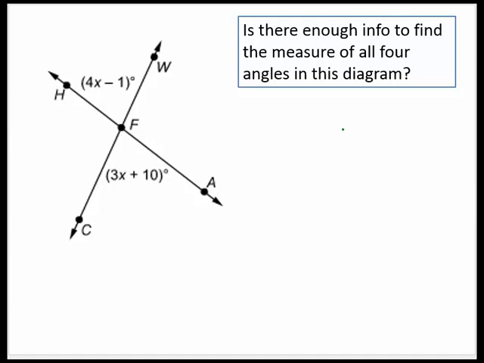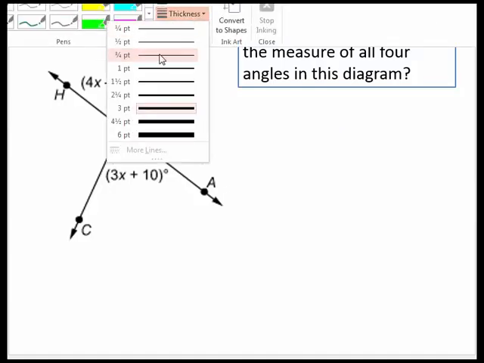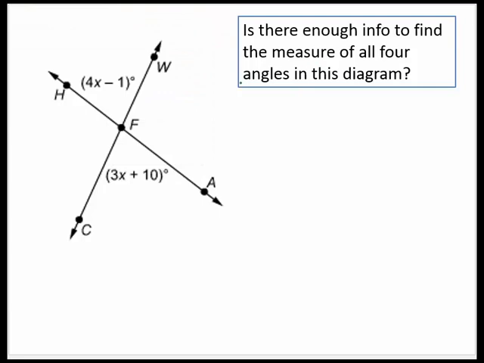Question for you: is there enough information to find out the measures of all four angles in this diagram? Well, if we use the information that we just learned a little while ago, what do we know about this angle and this angle? They're across from each other when two lines intersect. In other words, we formed an X by having two intersecting lines. Those two angles are across from each other or opposite of each other, which means they're vertical angles. So that means they equal one another.